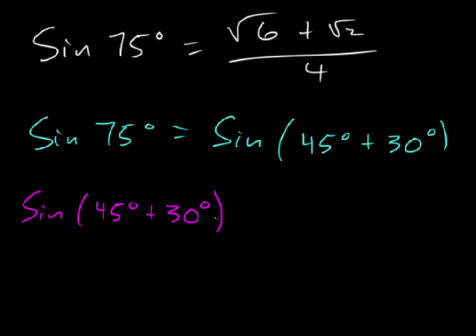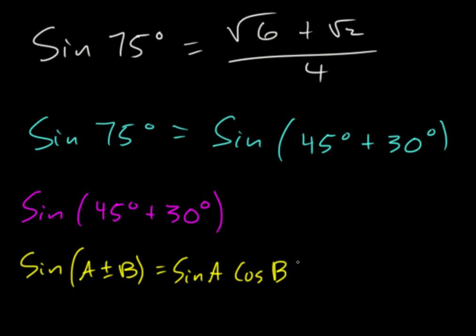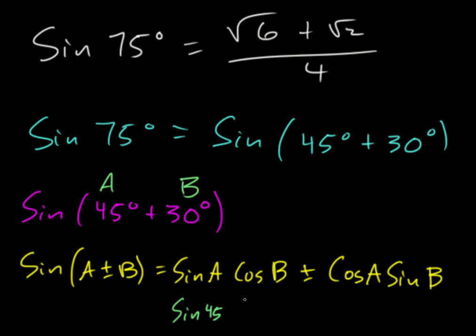Okay, so our sine, I'll just write it down again. Sine of A plus or minus B equals sine A cosine B plus or minus cosine A sine B. So for doing this, I'm calling this A, I'm calling this B, and so we get sine 45 cosine 30. Since that's a plus sign, we're going to follow the top, so plus cosine 45 sine 30.